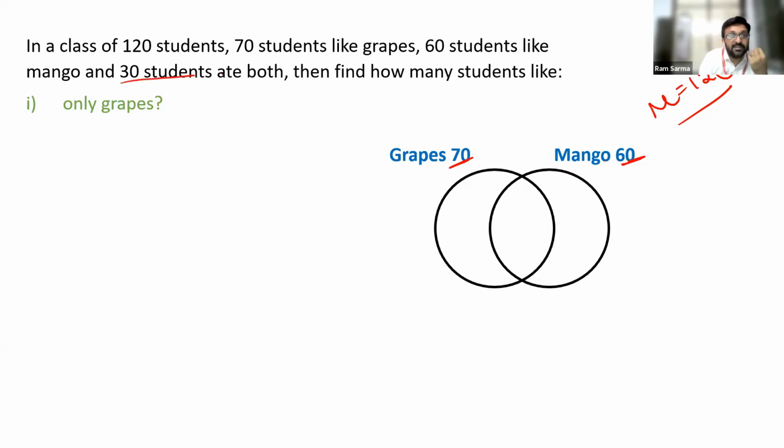So I want you to start with this one now. This is the intersection part. Intersection is nothing but the common area for the given two sets. 30 members like both, so I want you to write 30 here. You are given that 70 members like grapes, among which this is 30. So can you tell me the value of this part now?